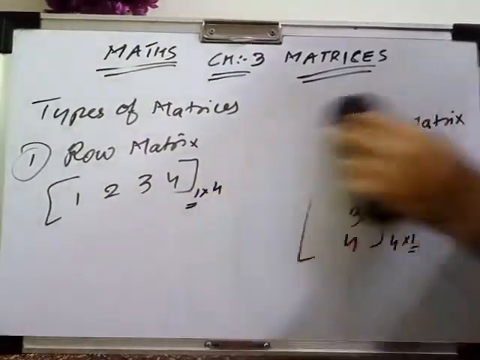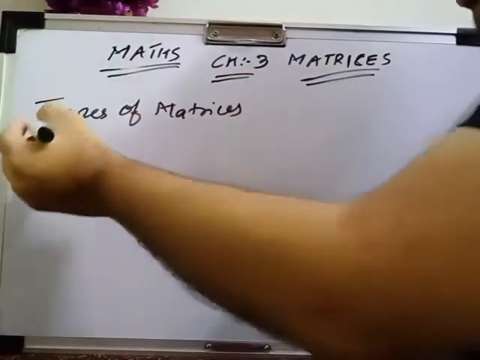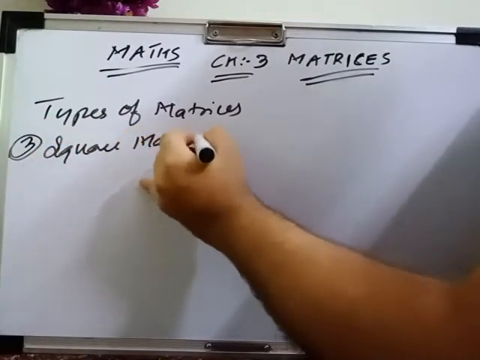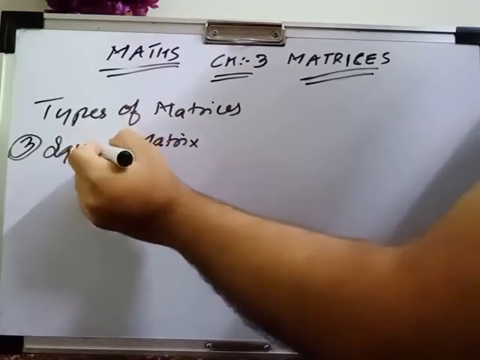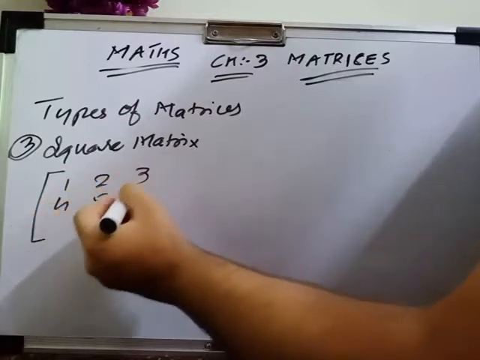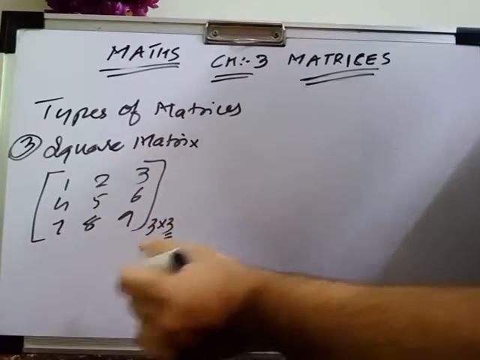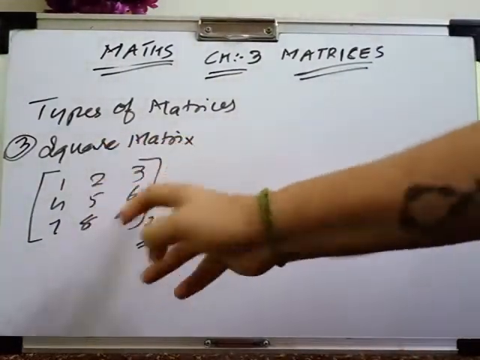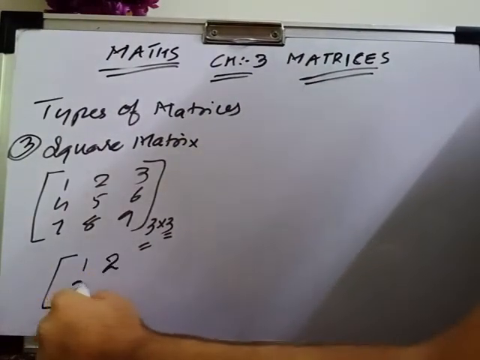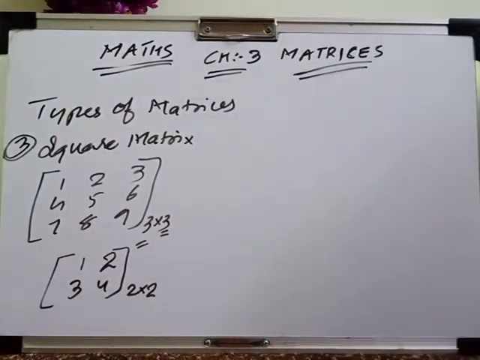Another is a square matrix. In this type of matrix, the number of rows and the number of columns will always be equal. Here it is having 3 rows and 3 columns. One more example is this, where the number of rows and number of columns is 2.